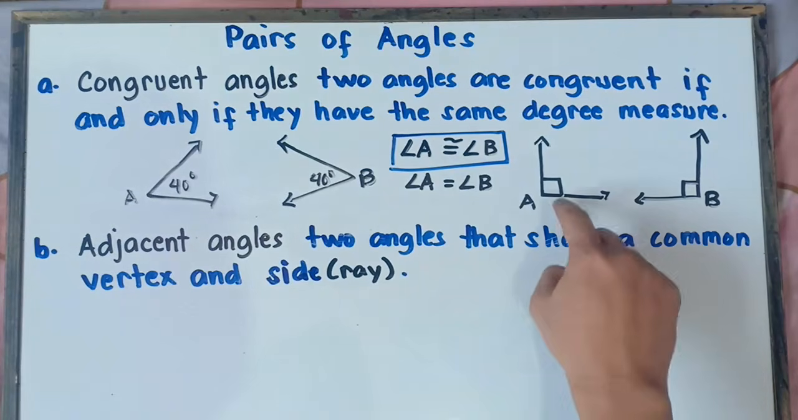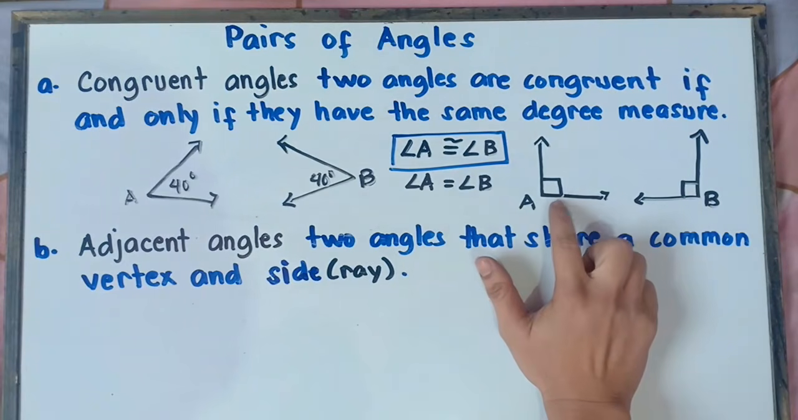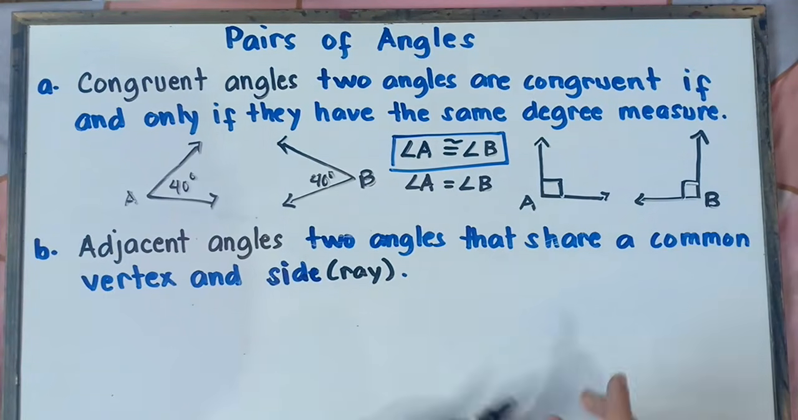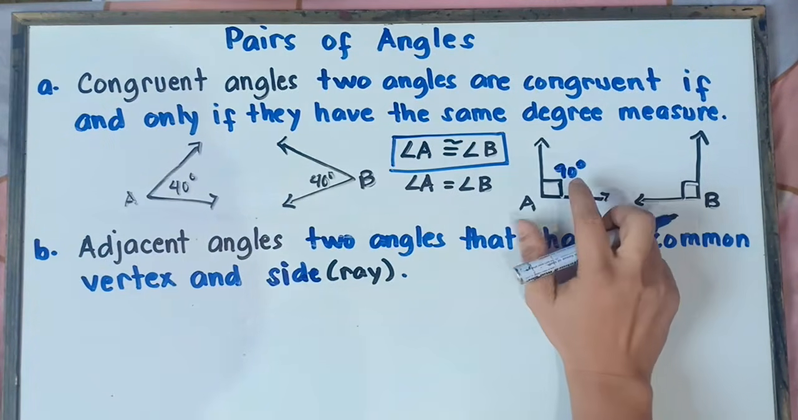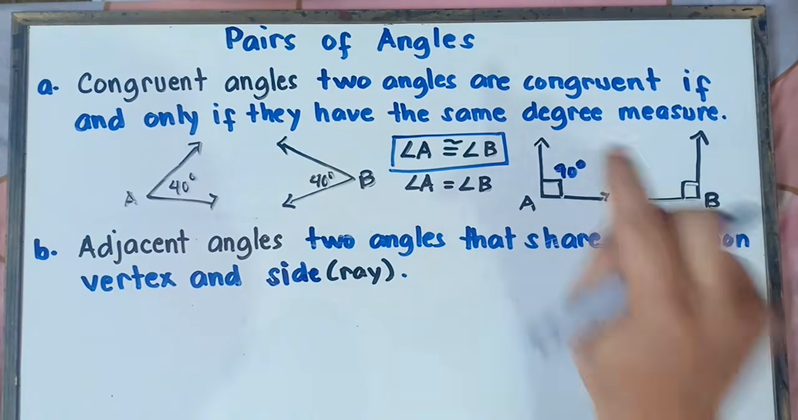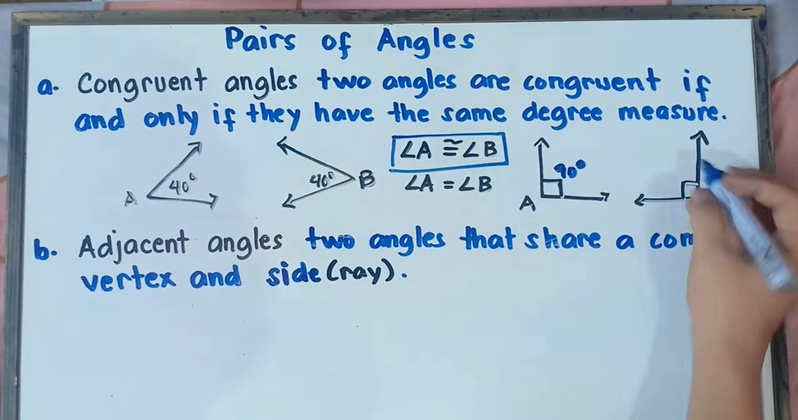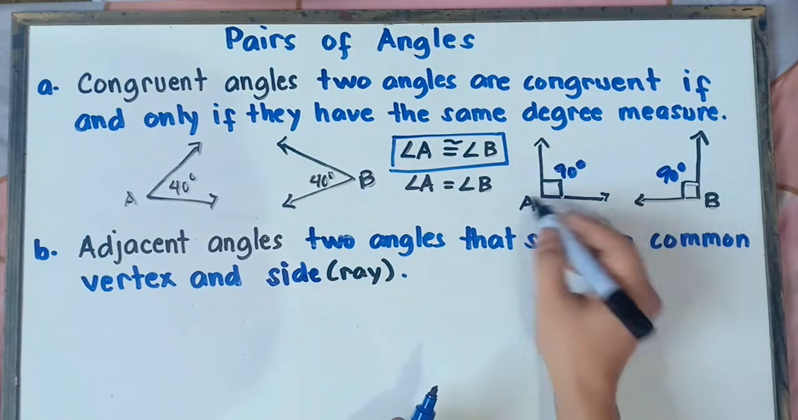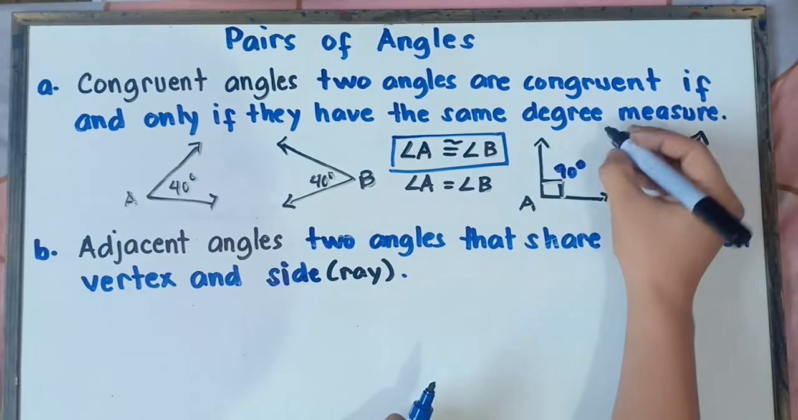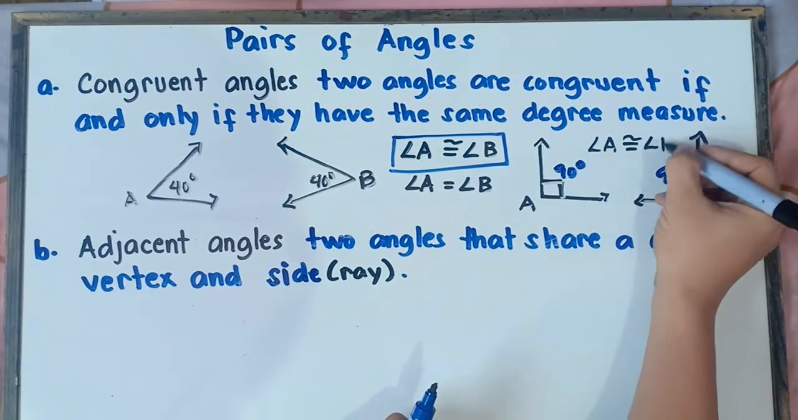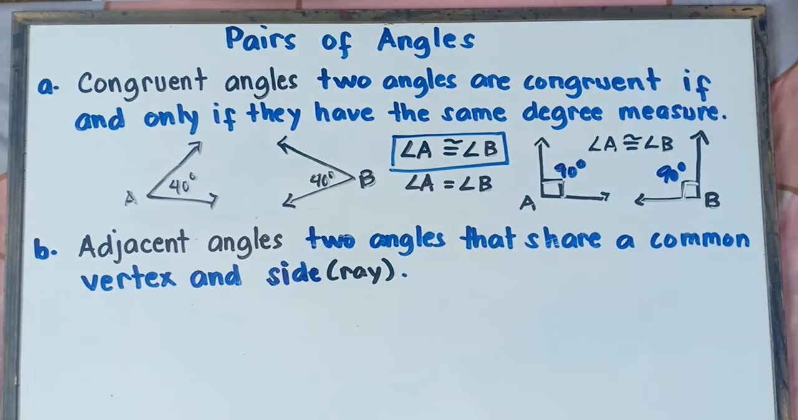Even if we don't have the measure of this angle, we know that if you have this given marking, this box, automatically we know that this is a right angle. This is exactly 90 degrees. Even if we don't have the measure, we know that this box marking means a right angle, exactly 90 degrees. So we can say that angle A is congruent to angle B because this box would be a 90 degree angle. I hope it is clear for you with regards to congruent angles.